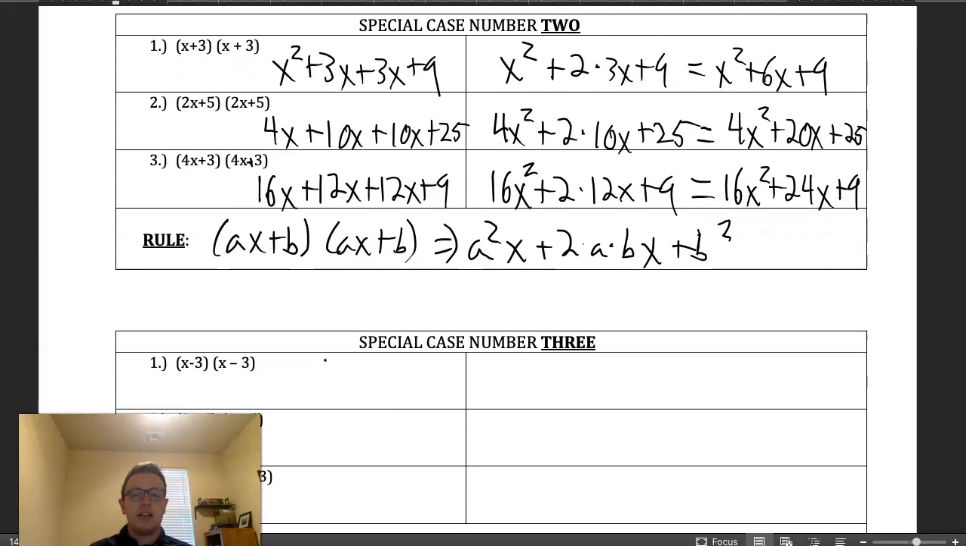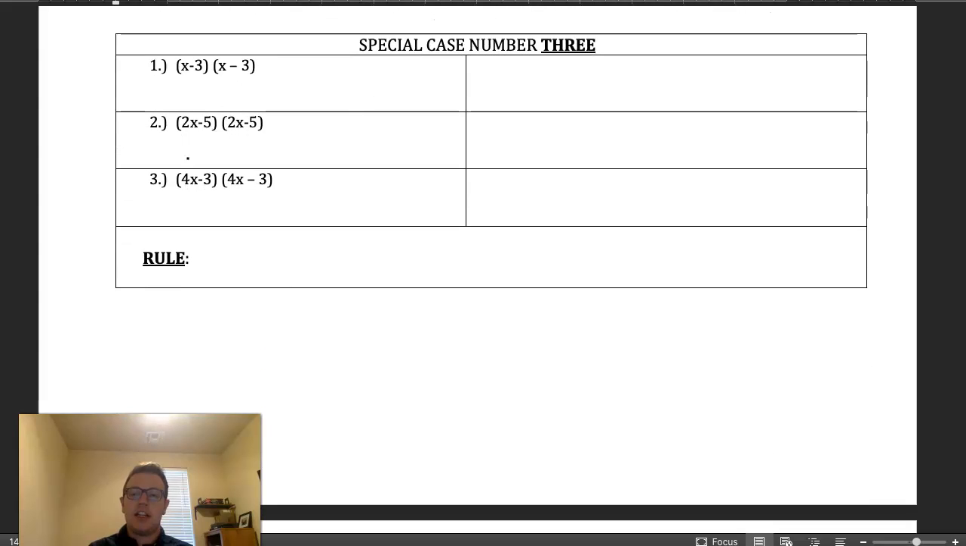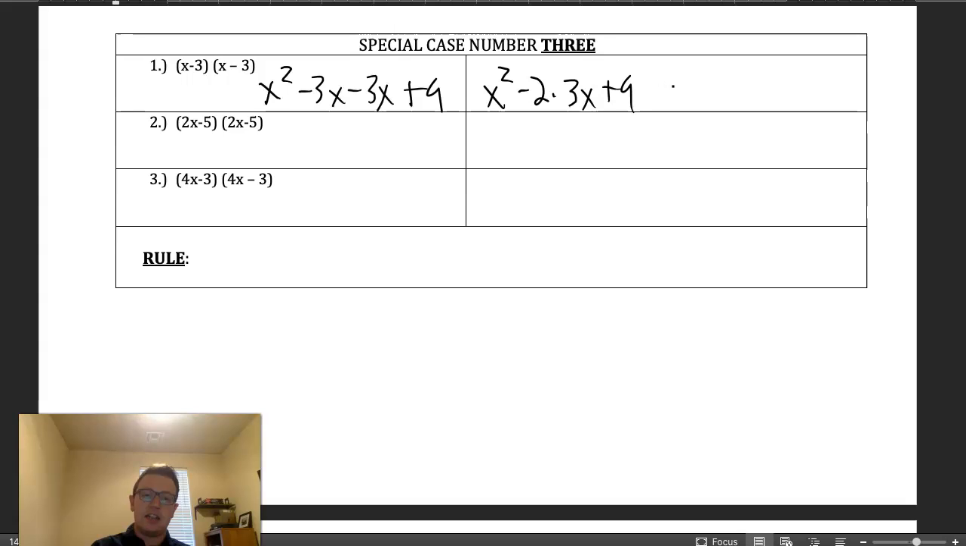One last case here. That is when we're subtracting the same thing. So what does this become? This becomes x squared minus 3x minus 3x plus 9. Or this is x squared minus 2 times 3x plus 9. Or x squared minus 6x plus 9.